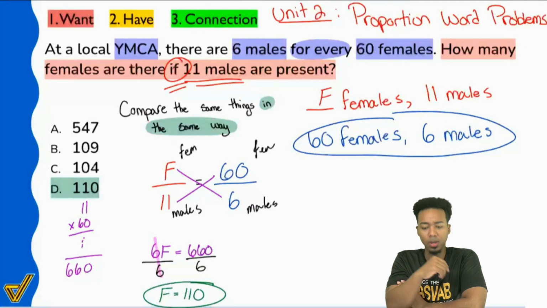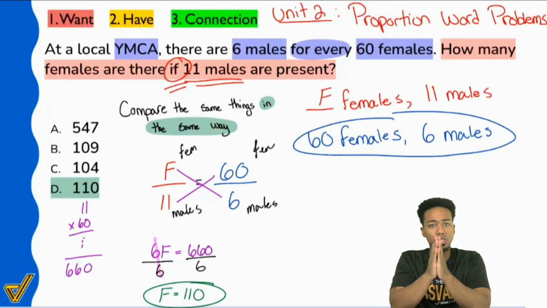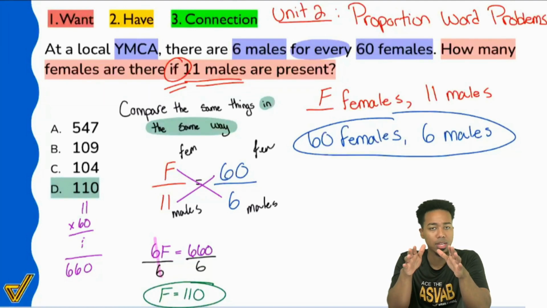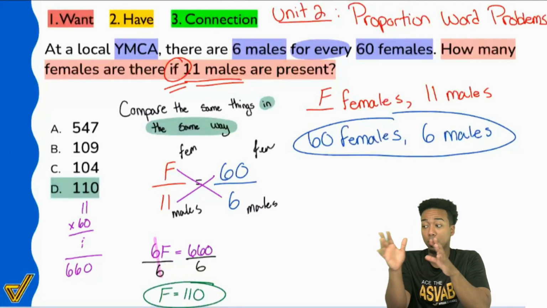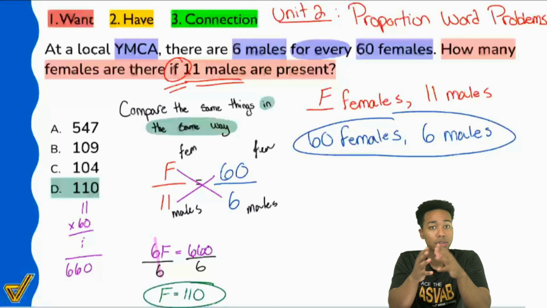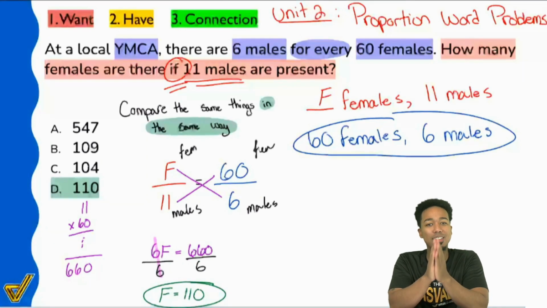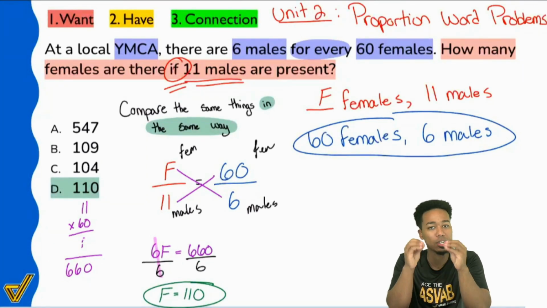Cool. Good, good, good. Now again, just repeat after me. You don't have to write it down again because you already wrote it down, but make sure to say it out loud. Compare the same things in the same way. When you set up proportions, that's how you want to set them up.